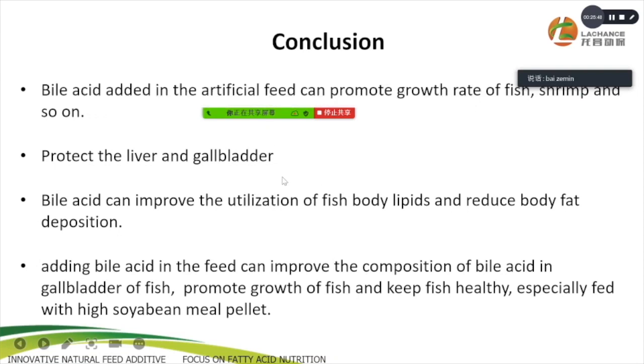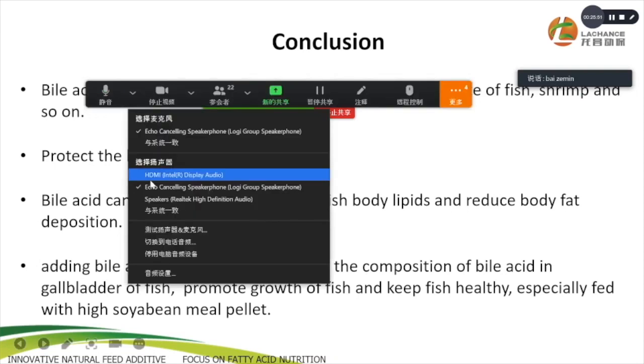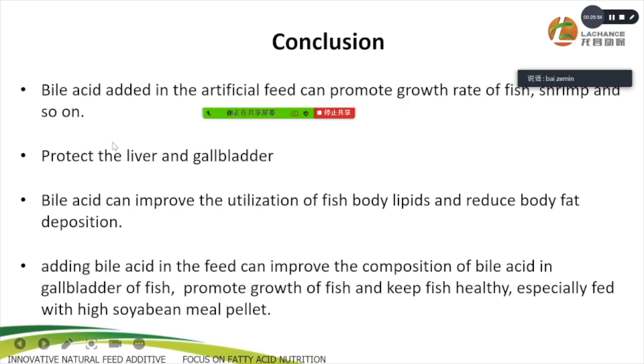And let me do a short conclusion. Bile acid added in the artificial feed can promote the growth rate of fish, shrimp, and even crab. Of course, definitely it will protect the liver and gallbladder of fish. Bile acid can improve the utilization of lipid in the fish body or in the feed, reduce body fat deposition, and we have trials on this part.